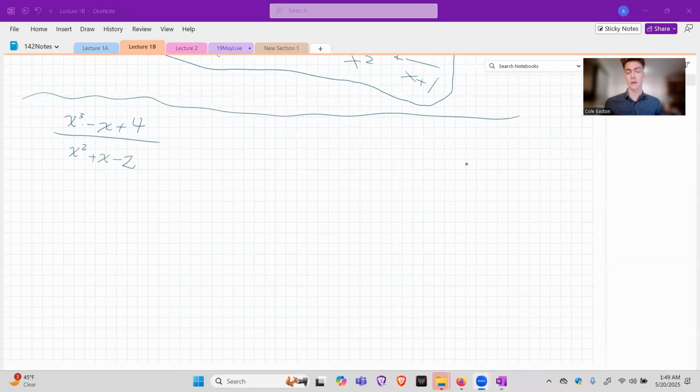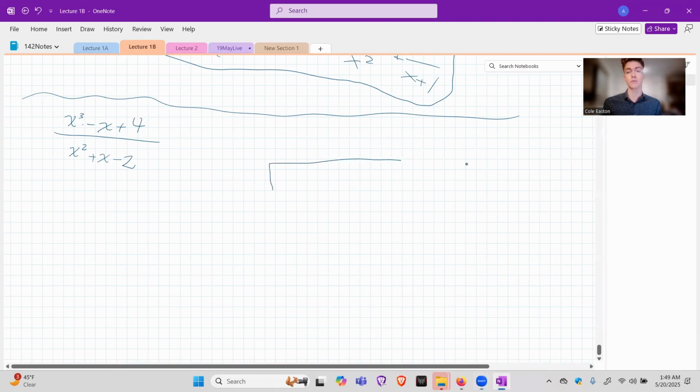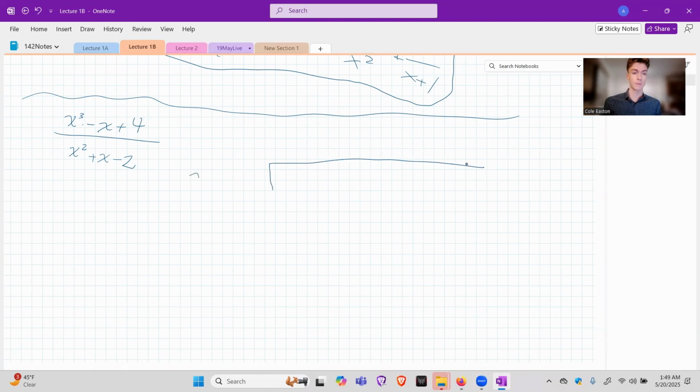Here's one last example, and we're going to notice that we start with a numerator that has a higher degree than the denominator. So that means that we have to do polynomial long division. So we're saying how many times does x squared plus x minus 2 go into x cubed minus x plus 4? And notice I left a blank because I want to include all the terms. So I'm just going to say plus 0x squared right here.